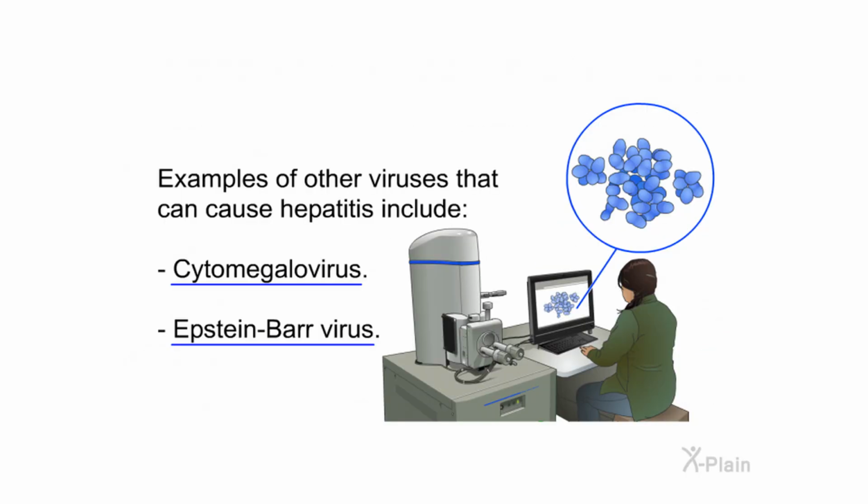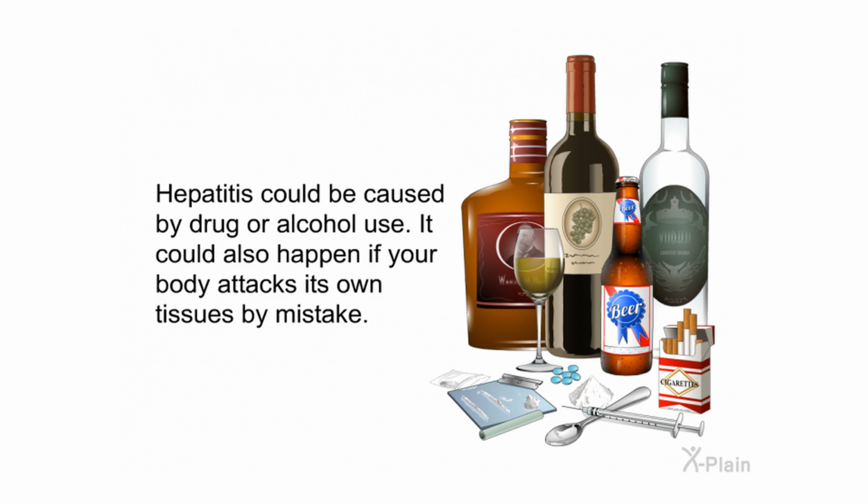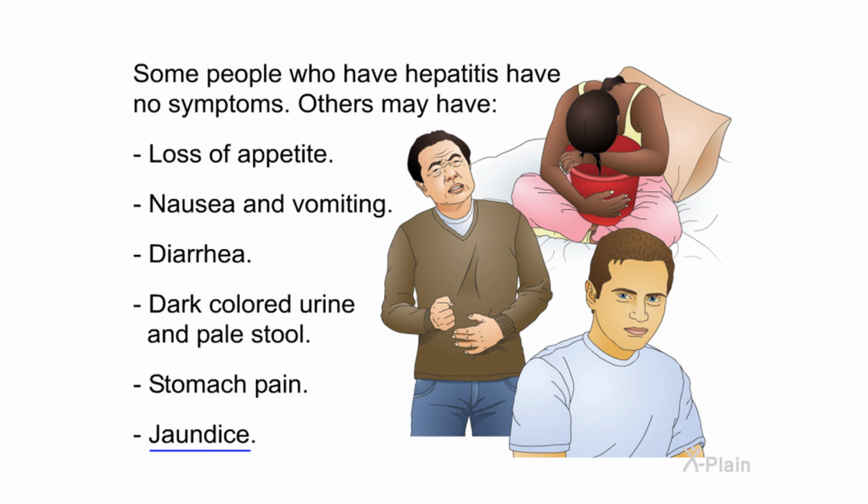Examples of other viruses that can cause hepatitis include cytomegalovirus, Epstein-Barr virus. Hepatitis could be caused by drug or alcohol use. It could also happen if your body attacks its own tissues by mistake. Some people who have hepatitis have no symptoms. Others may have loss of appetite, nausea and vomiting, diarrhea, dark-colored urine and pale stool, stomach pain, jaundice.